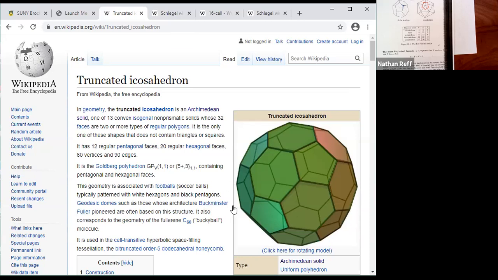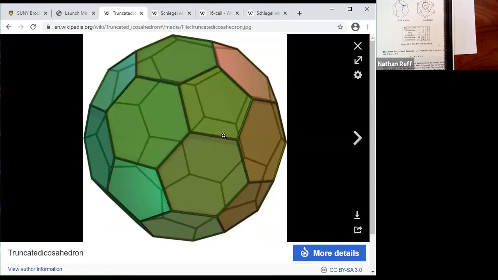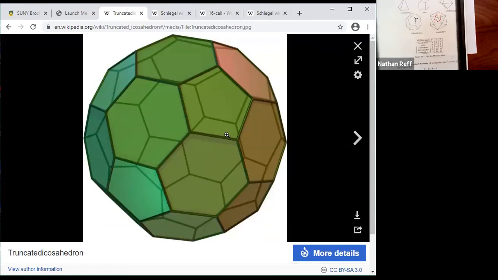Oh, this is a truncated icosahedron, which is the soccer ball or football, whatever you want to call it, depending on what country wants to name the thing. But do you guys see how you would actually get this?